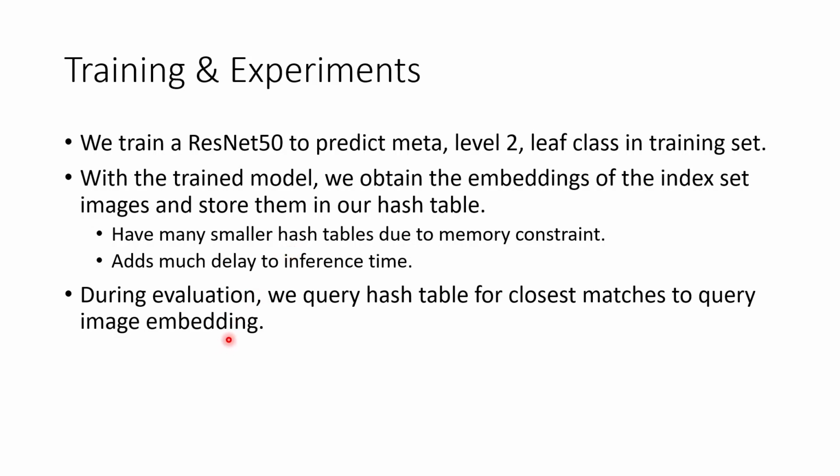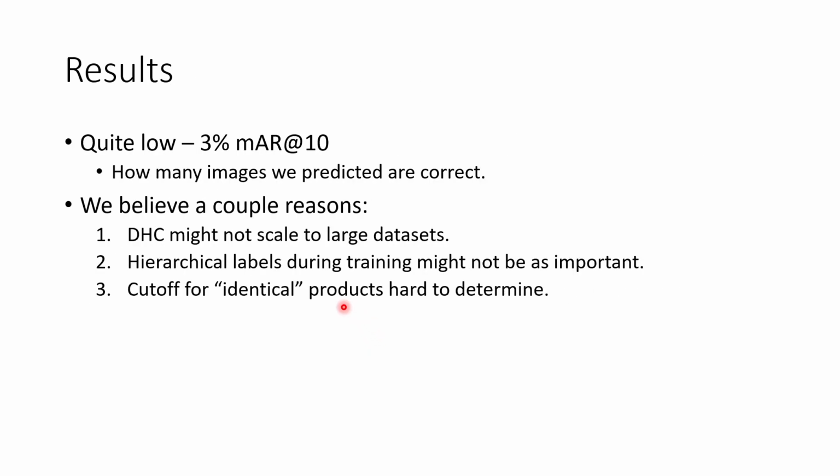So during evaluation, we take our query image embedding, and we query each hash table for the closest matches, and decide if they're a matching product or not. Our result on the competition was actually quite low, something around 3% on the mean average retrieval at level 10. This basically just measures how many images in the set that we predicted are correct.